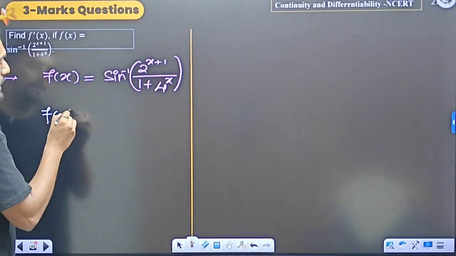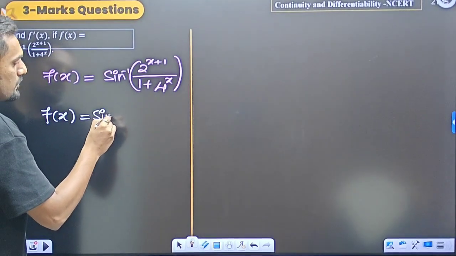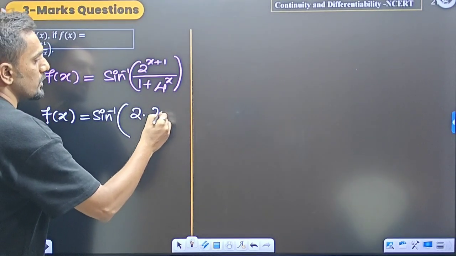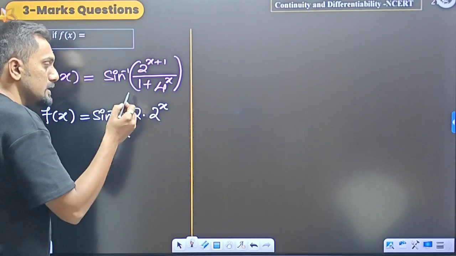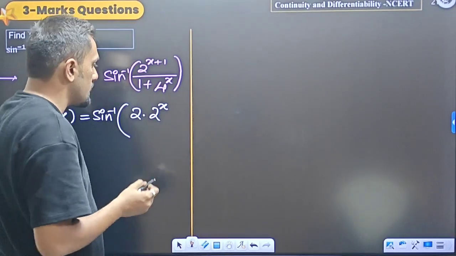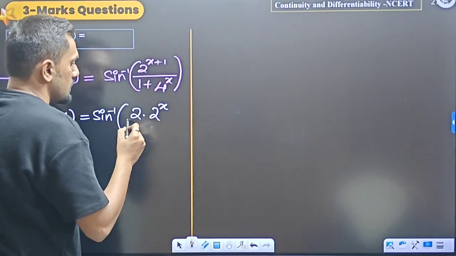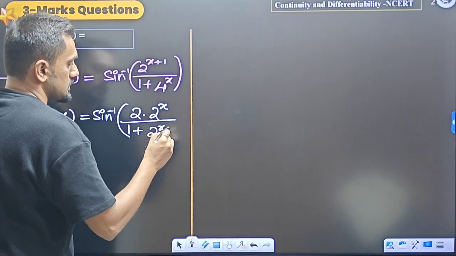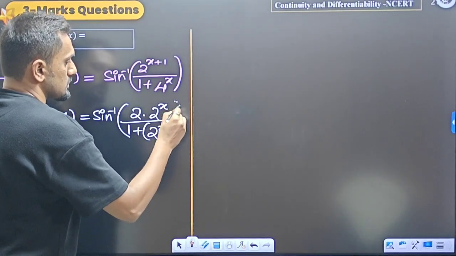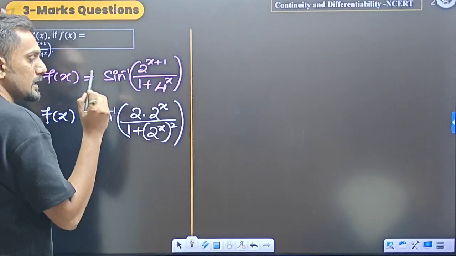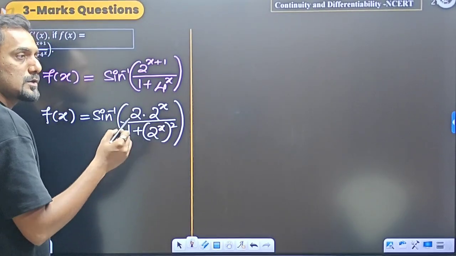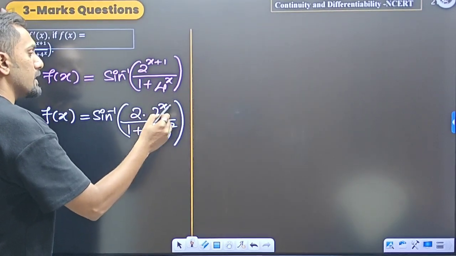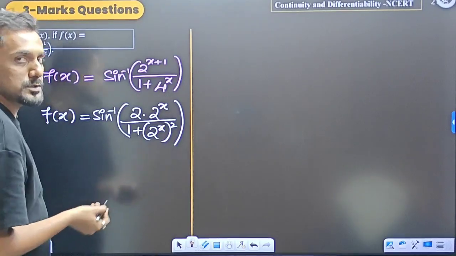Let me rewrite this equation as f of x is equal to sine inverse of, can we write this as 2 into 2 raised to x, because a raised to m into a raised to n is equal to a raised to m plus n, so x plus 1 comes, right? Then this denominator can be written as 2 raised to x whole square, because it becomes 2 raised to 2x, and 2 raised to 2x is written as 4 raised to x. Here there is an odd man out, 2 raised to x, so we do the substitution.